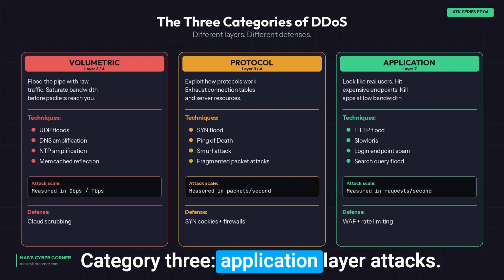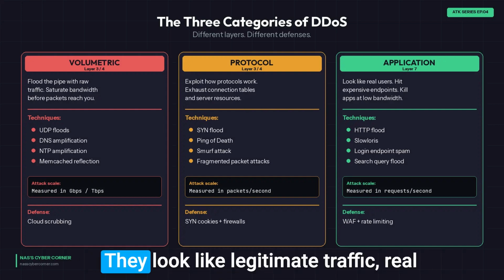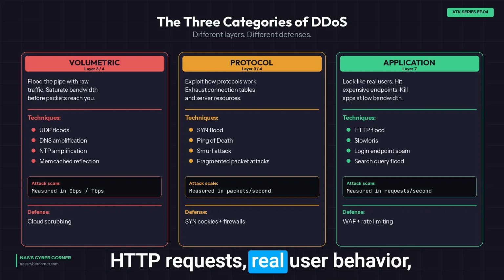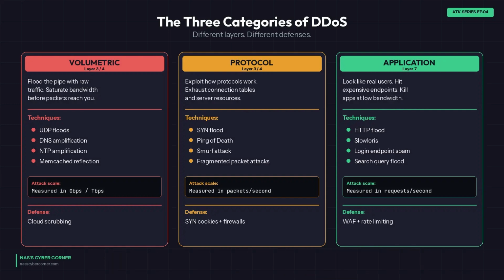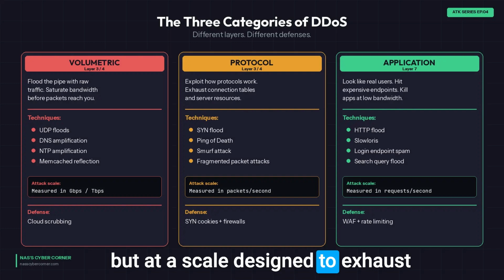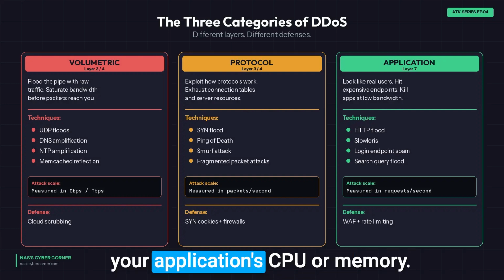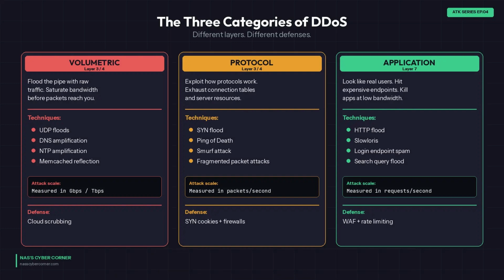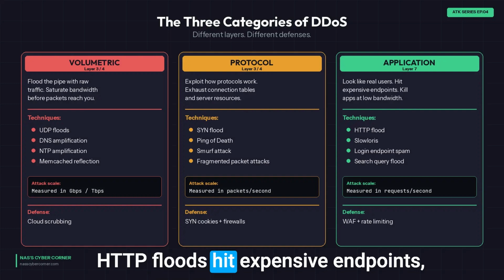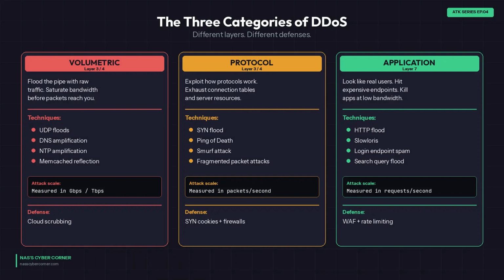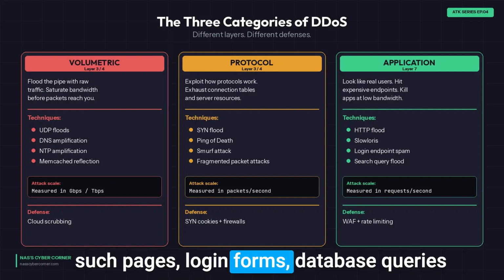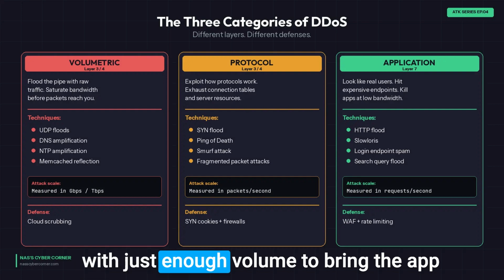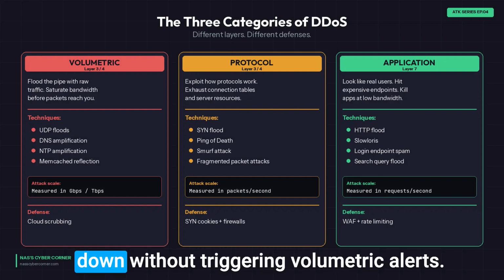Category 3. Application layer attacks. These are the sneakiest. They look like legitimate traffic, real HTTP requests, real user behavior, but at a scale designed to exhaust your application's CPU or memory. HTTP floods hit expensive endpoints. Search pages, login forms, database queries with just enough volume to bring the app down without triggering volumetric alerts.